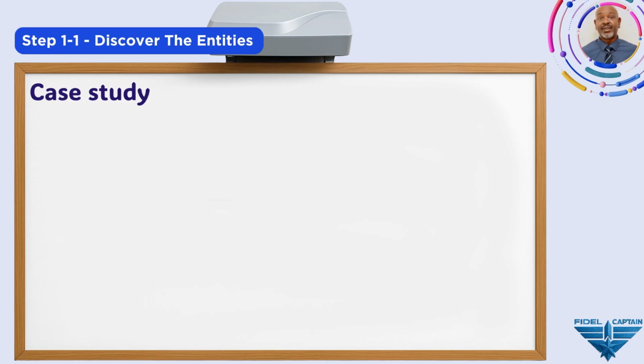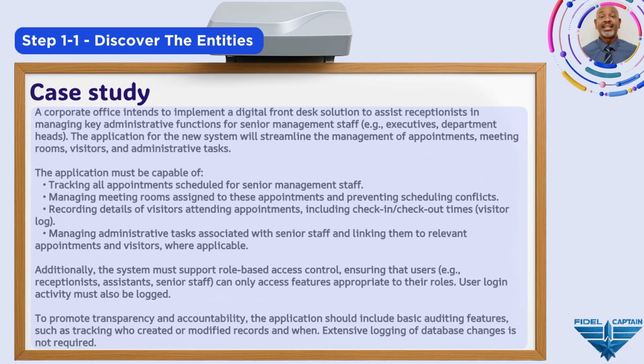Case study. The following case study will be used to demonstrate the steps previously outlined to discover the entities from a given problem domain. A corporate office intends to implement a digital front desk solution to assist receptionists in managing key administrative functions for senior management staff, such as executives and department heads. In addition to the stated capabilities of the application, it must support role-based access control, ensuring that users, such as receptionists, assistants, and senior staff, can only access features appropriate to their roles. User login activity must also be logged, and the application should include basic auditing features, such as tracking who created or modified records and when.